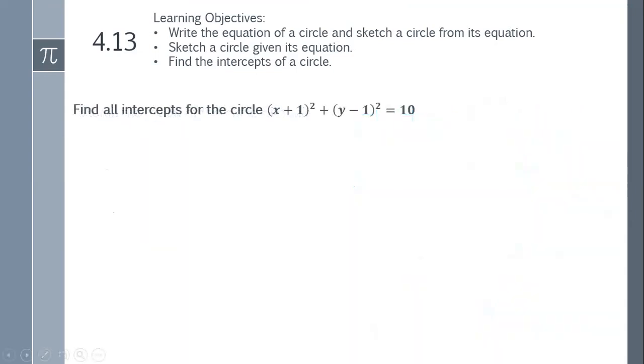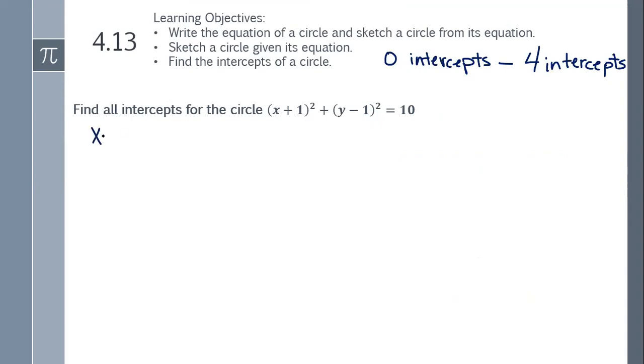All right, so finding the intercept. This is something we didn't talk about last week, partly because it wasn't on your test. For a circle, you can have anywhere between 0 intercepts, as in it doesn't cross either the x or the y-axis, all the way to 4, which means it crosses both the x and y-axis twice. I can have 1, I can have 2, I can have 3, anywhere between 0 and 4.